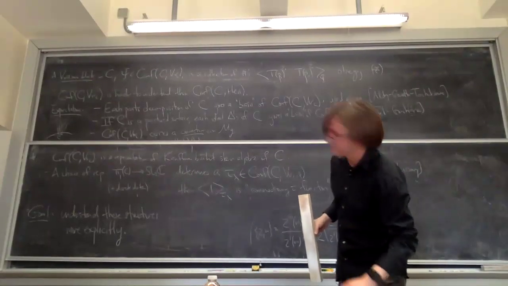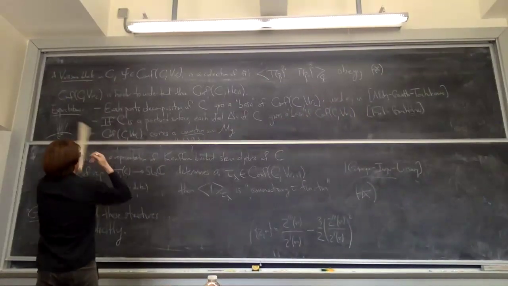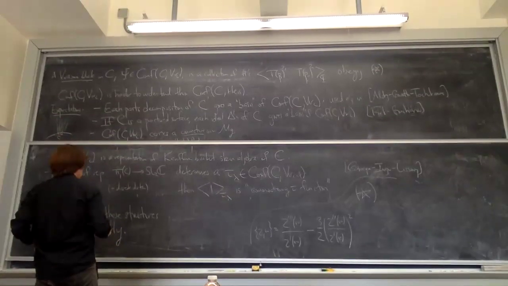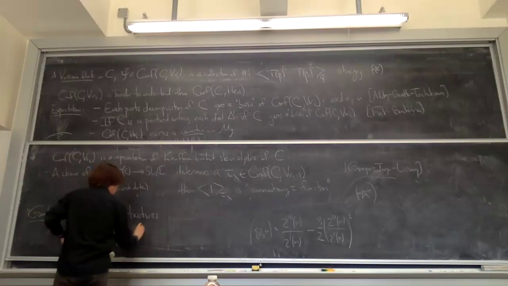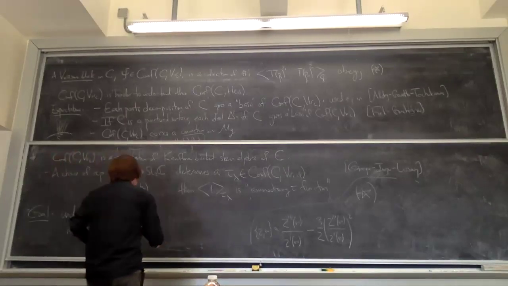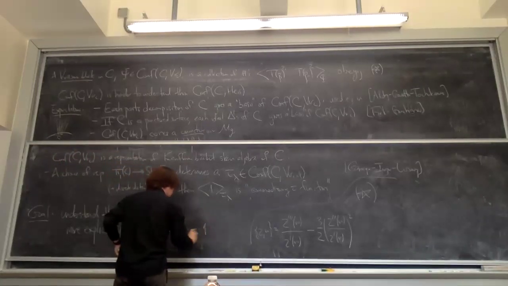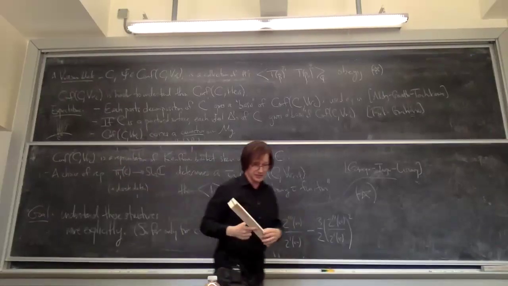So the goal is to give some kind of explicit way of thinking about this space of Virasoro conformal blocks and these structures on it. So the dream is to do it for every value of the central charge, but so far we do it only for central charge equals 1. But that's already non-trivial to do for c equals 1.